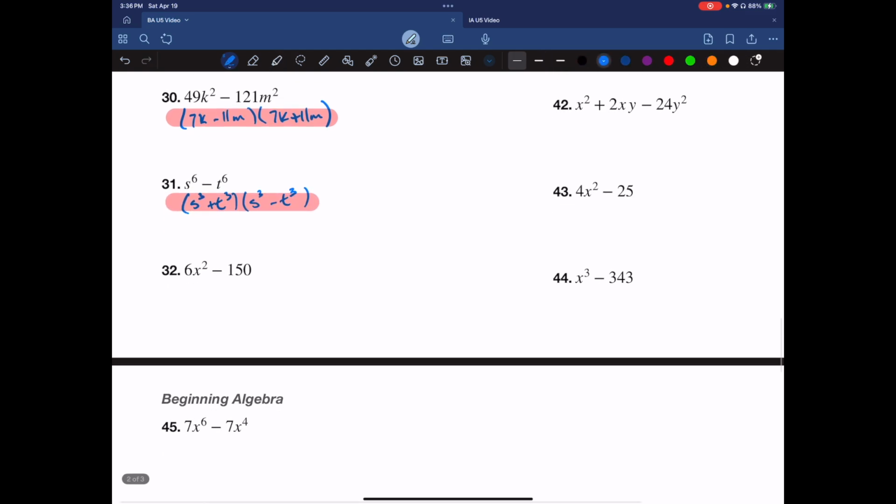Okay. Now with 32, I mentioned that this one also is a difference of 2 squares. I can take out a 6, and that's going to give me x squared minus 25. And there's the difference of 2 squares. It was in hiding, but you pulled out a GCF and it showed up. So this is going to be 6 times x plus 5, x minus 5. There you go.